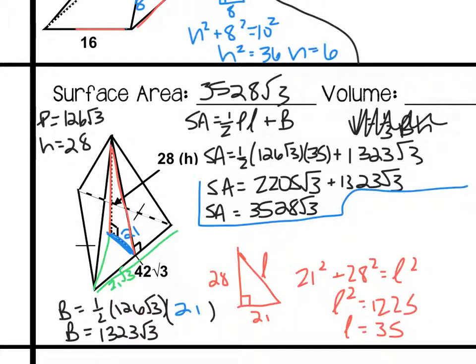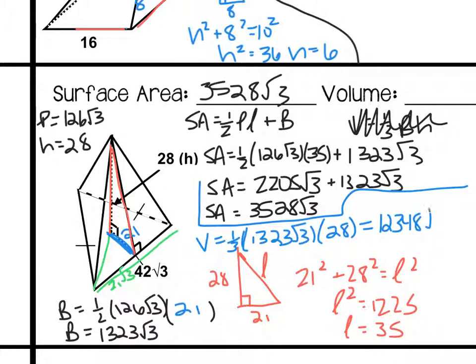Last we have volume. So volume equals 1/3. Area of my base was 1323 root 3 times height of 28. And that is going to simplify to 12,348 square root of 3. Will I probably give you this big of numbers on a test? Probably not.